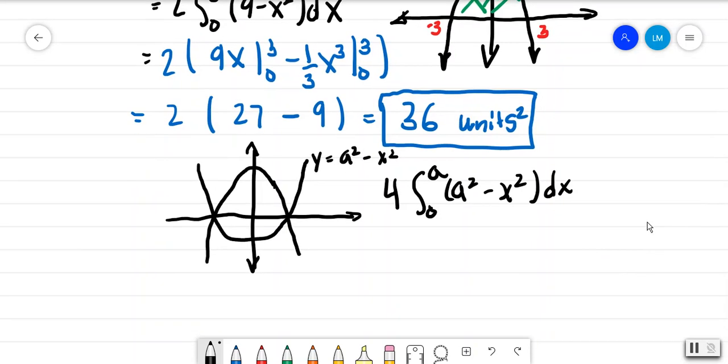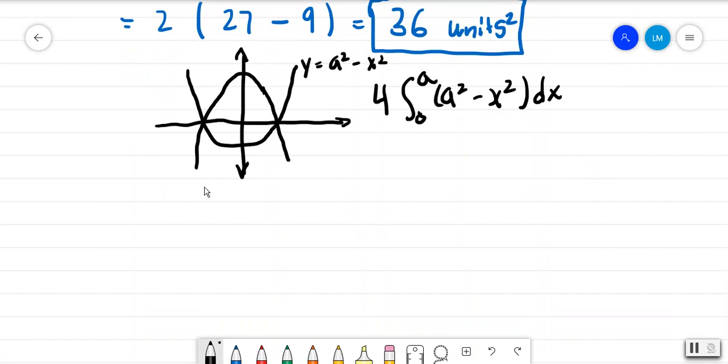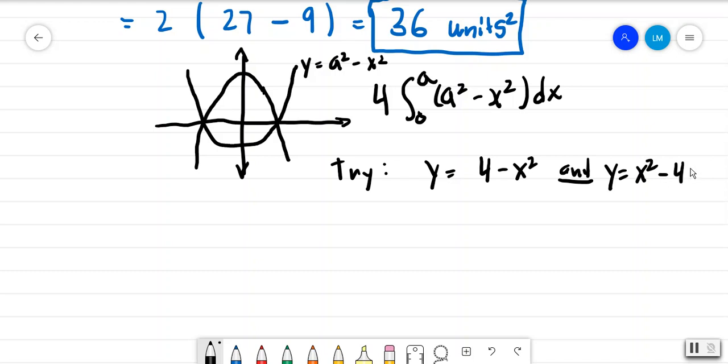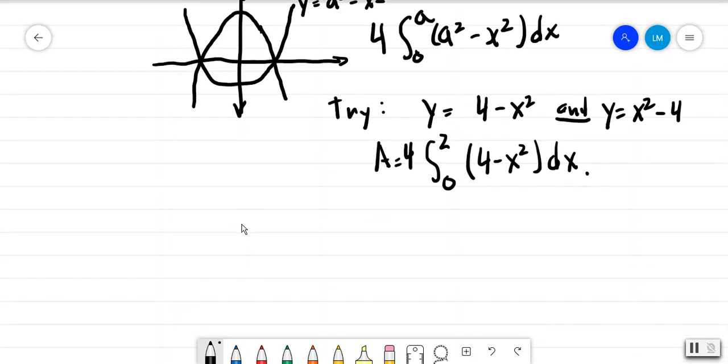So what I'm saying is that you can try y equals 4 minus x squared and y equals x squared minus 4. What you'll see is that you're just going to set up the integral from 0 to 2 multiplied by 4, and then you have 4 minus x squared dx. So you could try this one and see what it looks like if you graph it, or if you just evaluate it, whichever way you want to look at it.